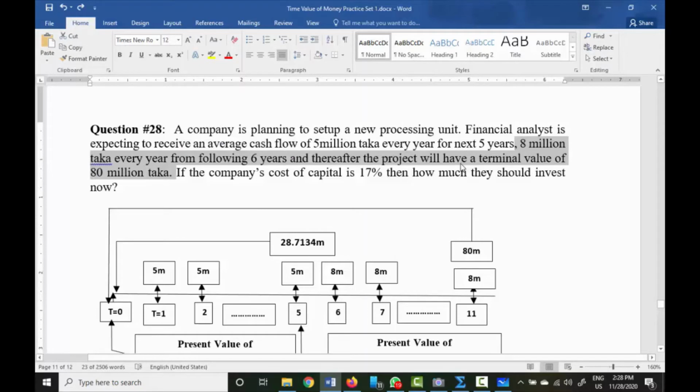Terminal value means that after a total of 11 years they will terminate the project, and when they terminate it, they will receive a total of 80 million taka from selling or terminating the project, right? The question is asking: if the company's cost of capital, that means the required return from the project, is 17%, how much should they invest now?